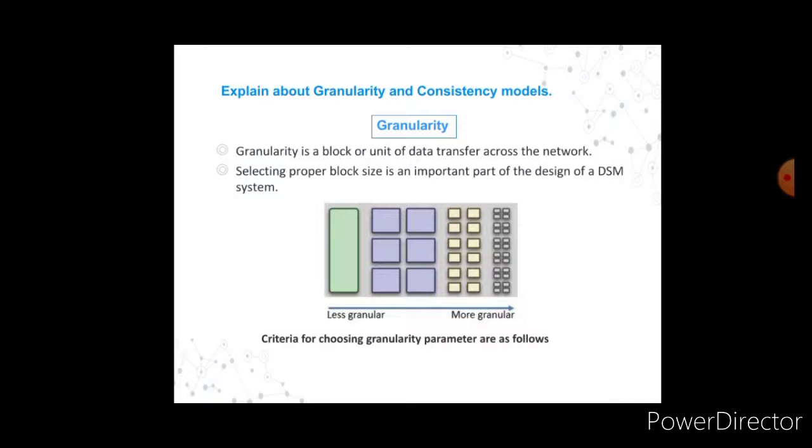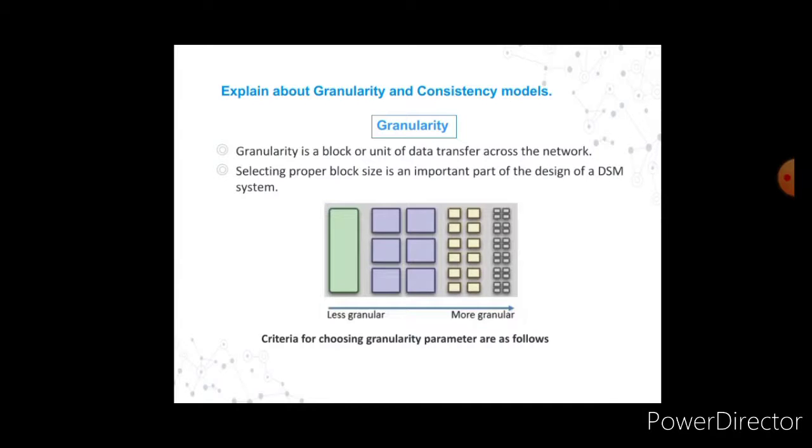Next concept is granularity and the consistency model. First of all, what is granularity? Granularity refers to the block size of DSM. It is a block or unit of data transferred across the network.